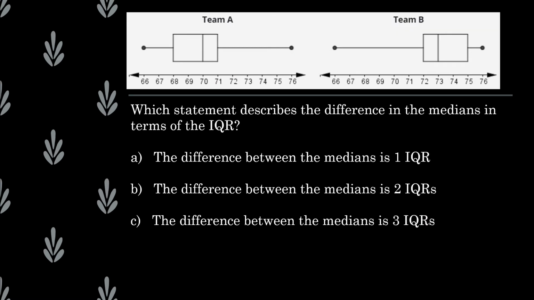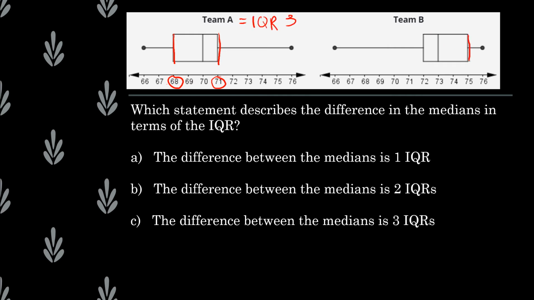Alright, Team A and Team B here. Which statement describes the difference in the medians in terms of the IQR? So in order to figure this out, first we need to figure out what the IQR is. And if I look at Team A, my left line here is at 71. Sorry, that's my right line. My right line's at 71, my left one's at 68. If I subtract these, I get 3. So Team A has an IQR of 3.